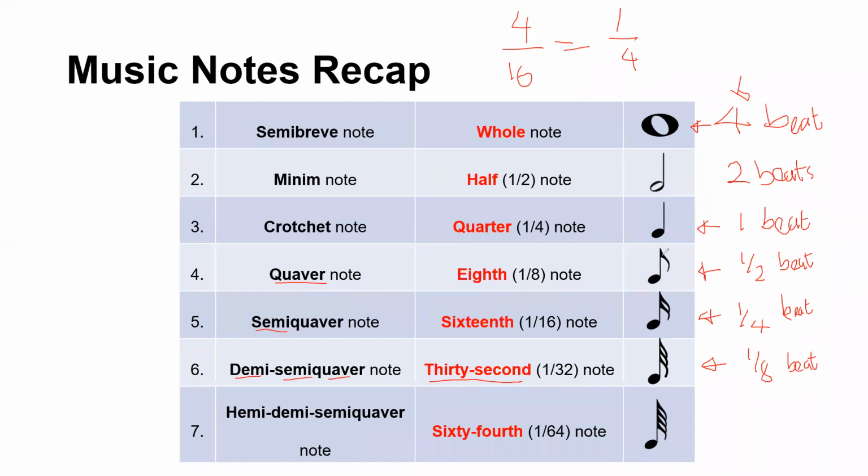So you see the tails keep on increasing the smaller the beat is, or the smaller the duration of the note is. Then we have the hemi-demi-semi-quaver note. It's also called the 64th note because the duration of the note is a 64th of the whole note. And it's a black note with a stem and 4 flags. So if the whole note lasts for 4 beats, therefore the 64th note will last for how many beats? It will last for 4 divided by 64 beats, which is equal to 1/16 beats.